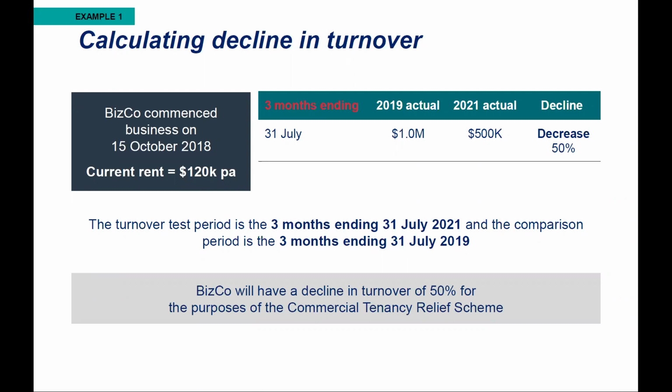So their turnover in the test period is $500,000. And the comparison period is the 3 months ending 31 July 2019. In that case, their turnover was $1 million. This is a decline of 50%. So as Bisco has a decline in turnover of 50%, which is greater than the threshold of 30%, they've met their decline in turnover requirements and are eligible for relief under the Commercial Tenancy Relief Scheme.